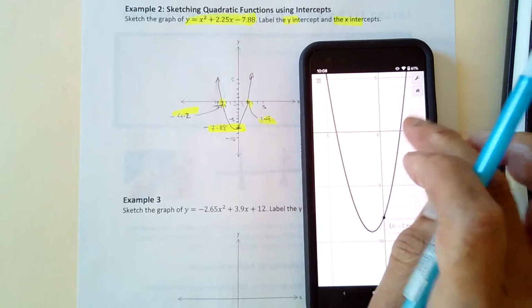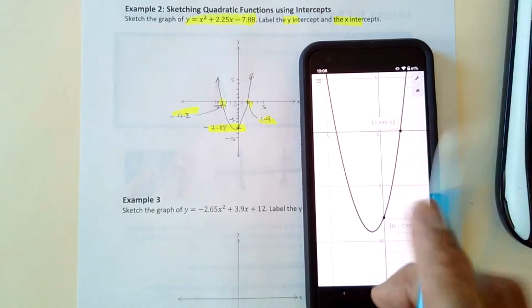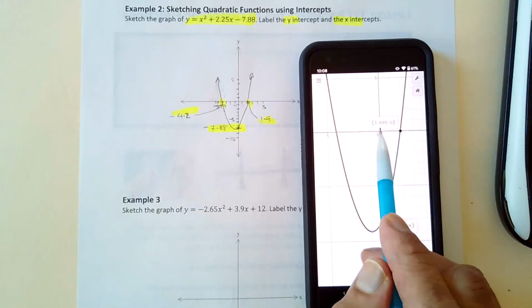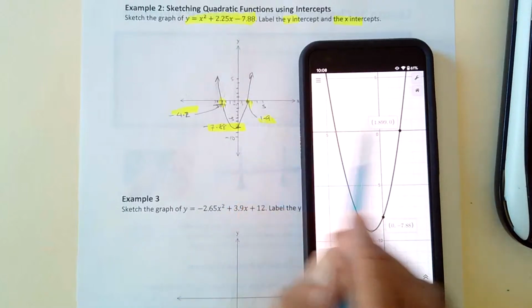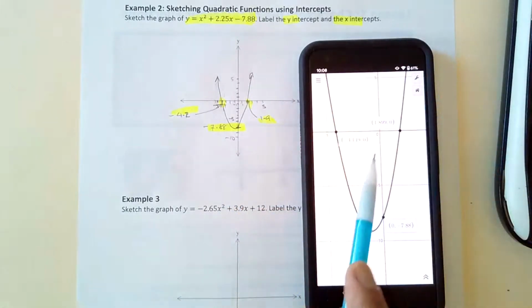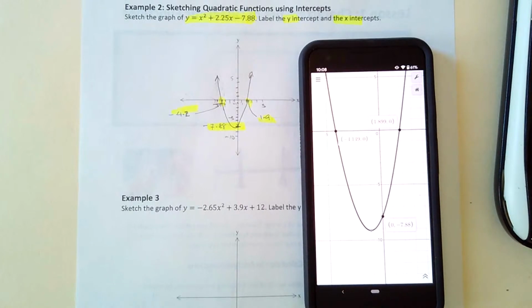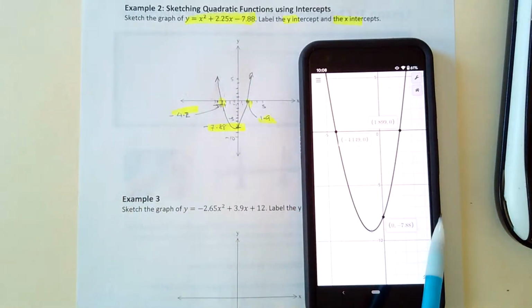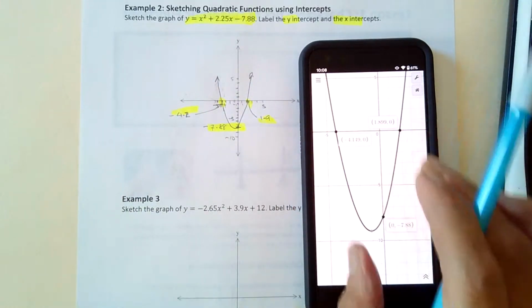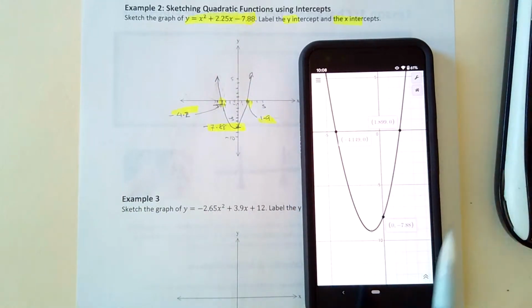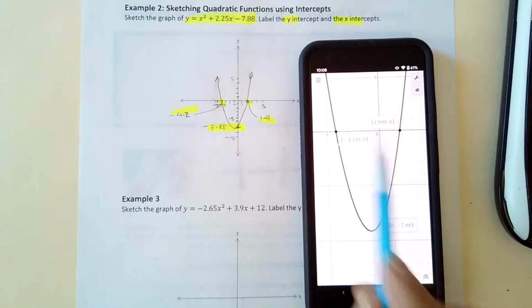And to find your x-intercept, you just tap. Sometimes you have to tap twice. 1.899, run to 1.9, and tap again, negative 4.149. So with Desmos, it's a matter of entering your equation, zooming into your graph, making sure you can see your graph, and then tapping the intercepts.